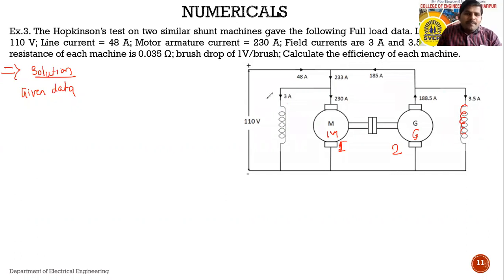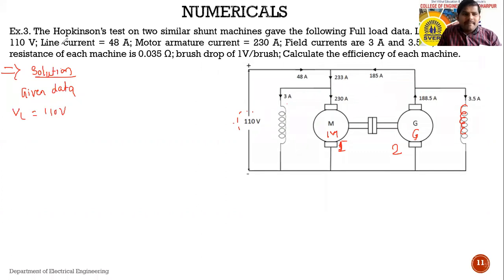Now see, why is it needed to draw the diagram? It is useful while finding the value of current in the armature as well as current in the line, or the field current. It is easy to understand. See, for these two machines, the line voltage, that means the supply voltage, is given. So I am writing here the supply voltage or line voltage VL equals 110 volt.